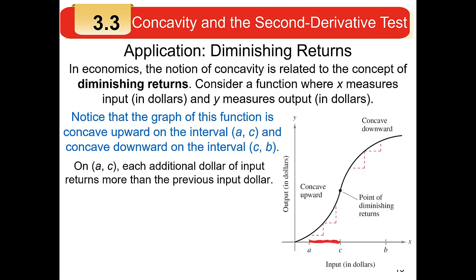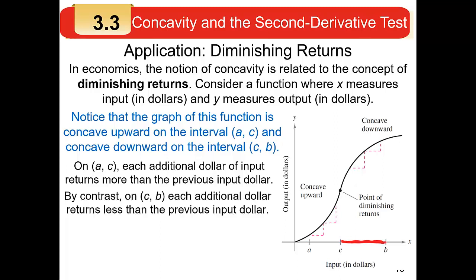What the setup for that is, because the curve is increasing so much more rapidly before you get to that point of diminishing returns, each additional dollar of input returns more than the previous one. In other words, that's a good thing. Increasing your advertising, for instance, if you're advertising your product, might increase your sales enough to make it worthwhile. On the other hand, once you get past that point of diminishing returns, you don't get as much return for your dollar.